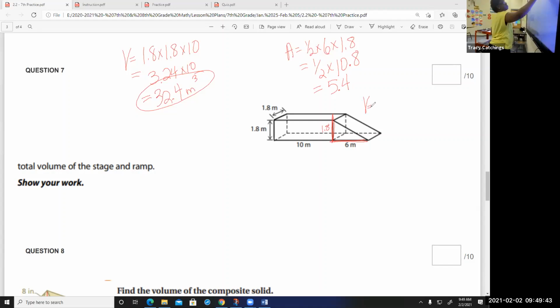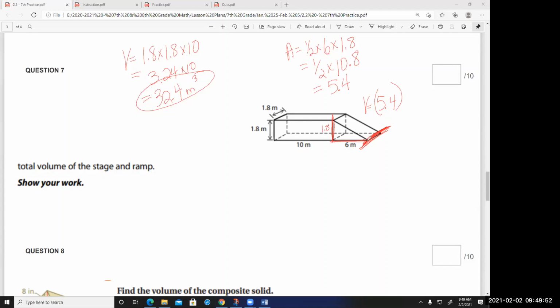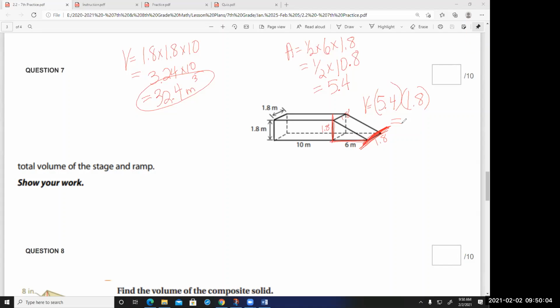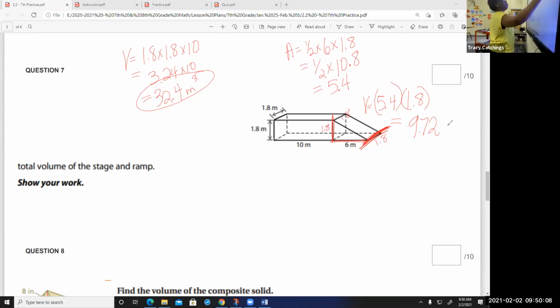All right. Then we have to multiply that by the height or the length of that triangle. 1.8. Good job. 5.4 times 1.8 is 9.72. All right, now what are we doing? Add it all up.